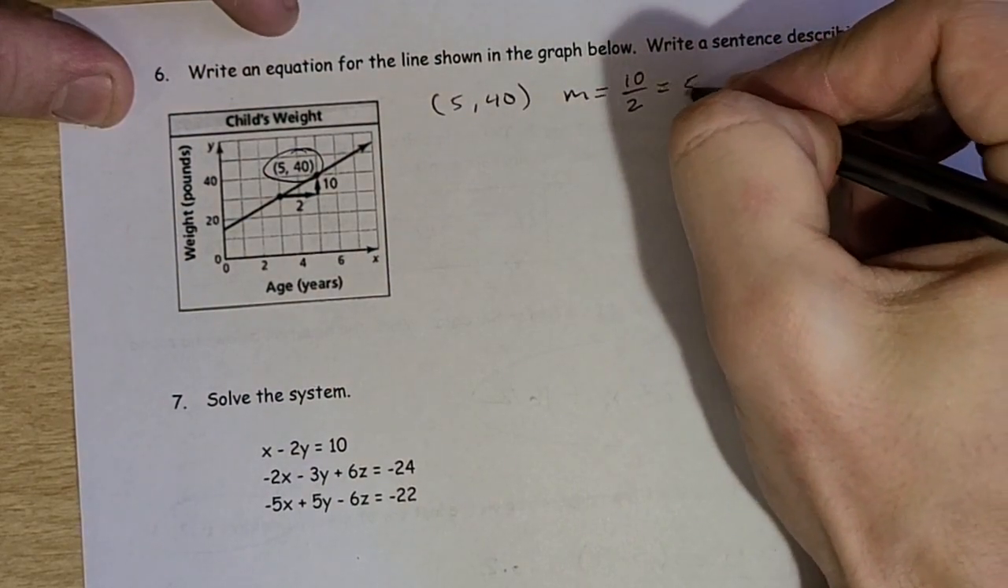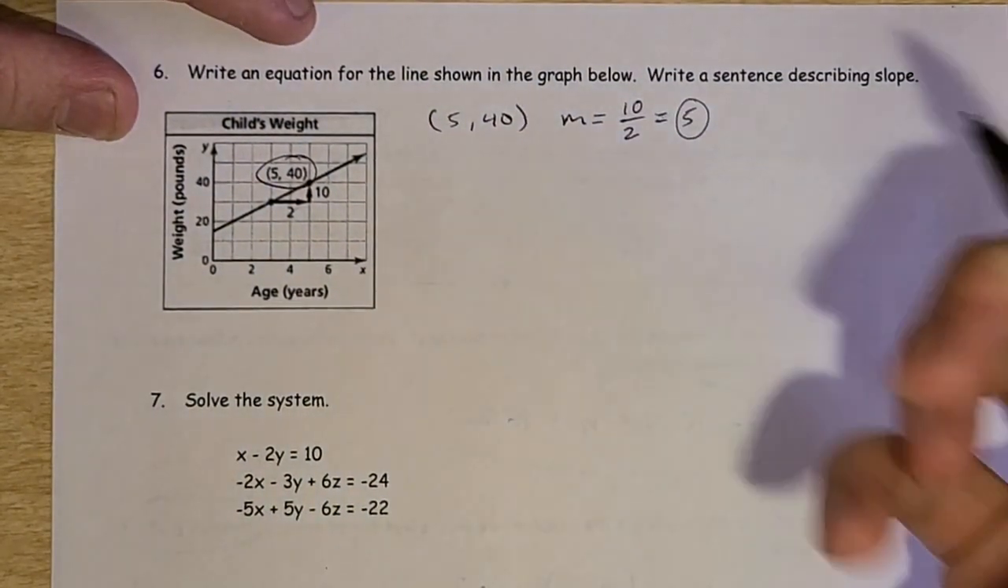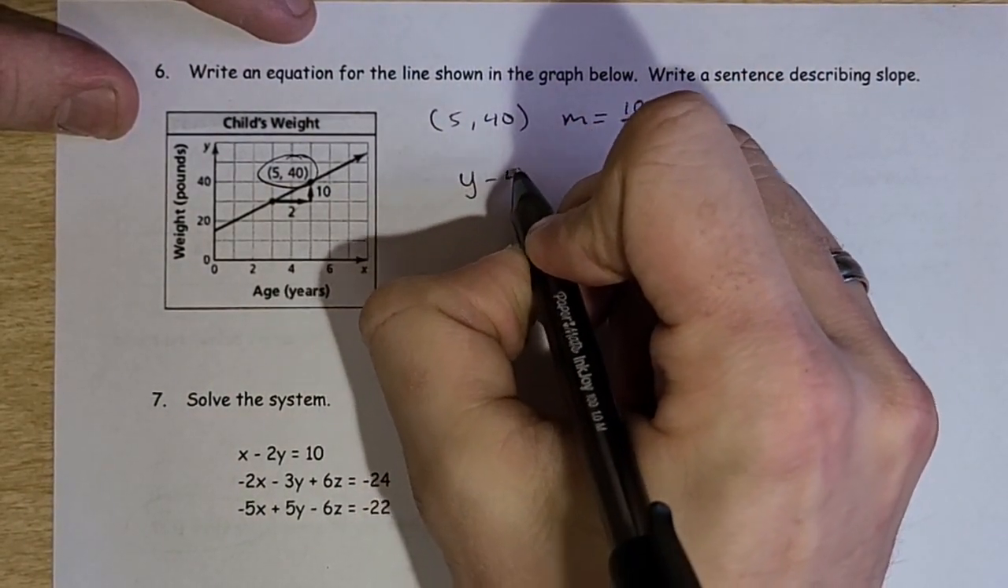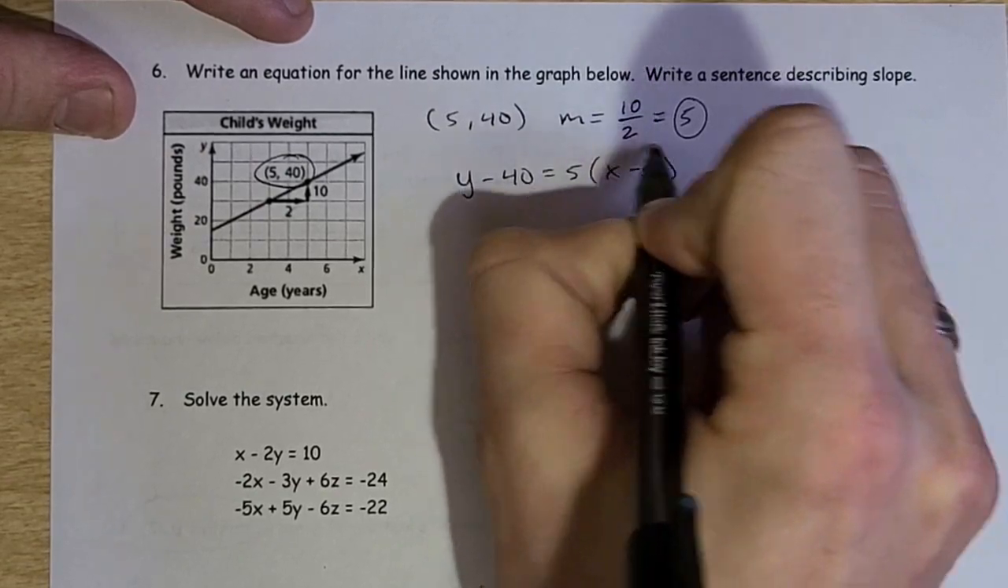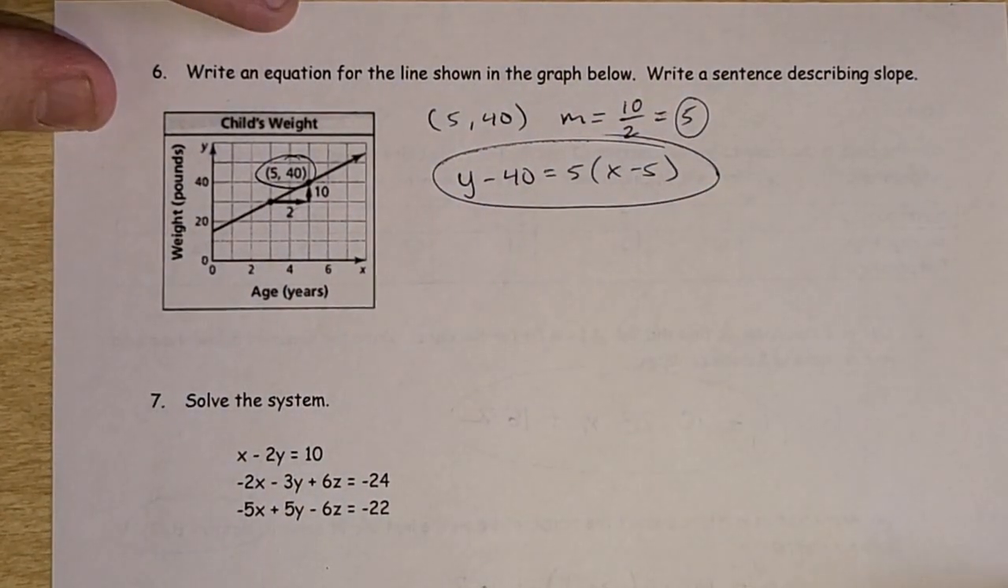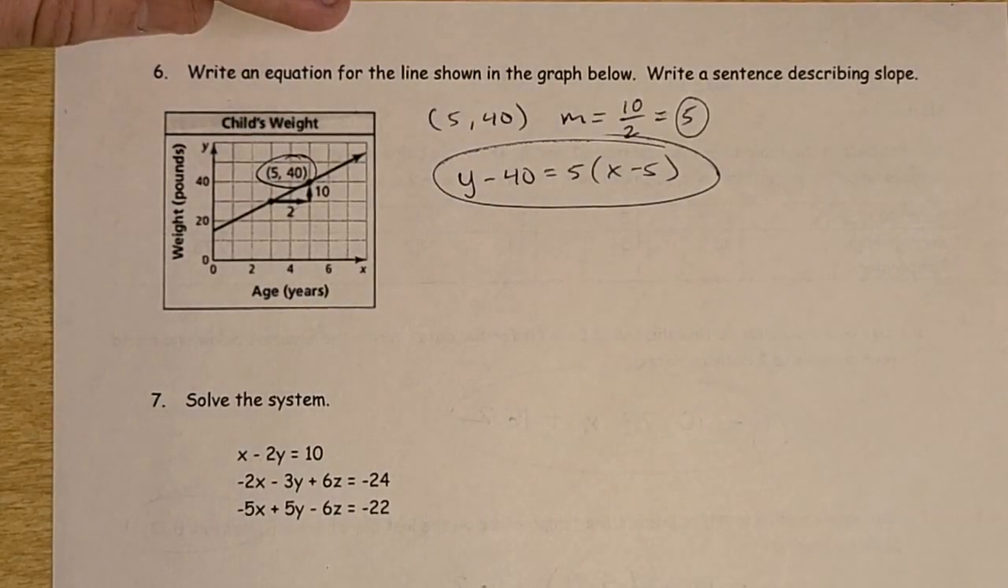So that's 5. I have a slope of 5. So if I want to write this, y opposite y1 equals slope times x opposite x1. That's all you had to do. That's what that would look like in point slope form.